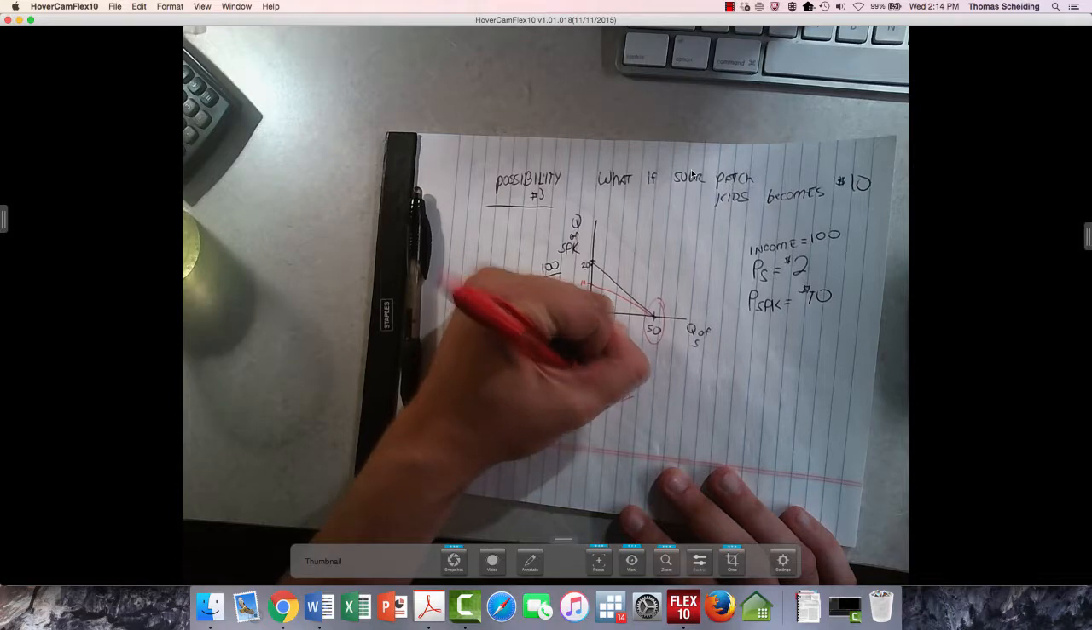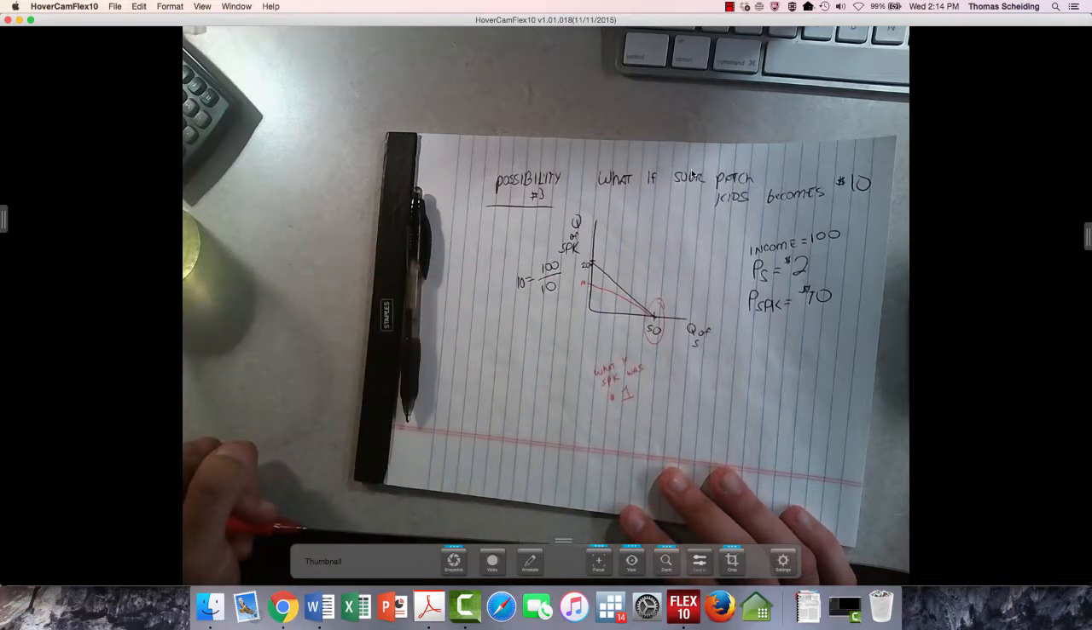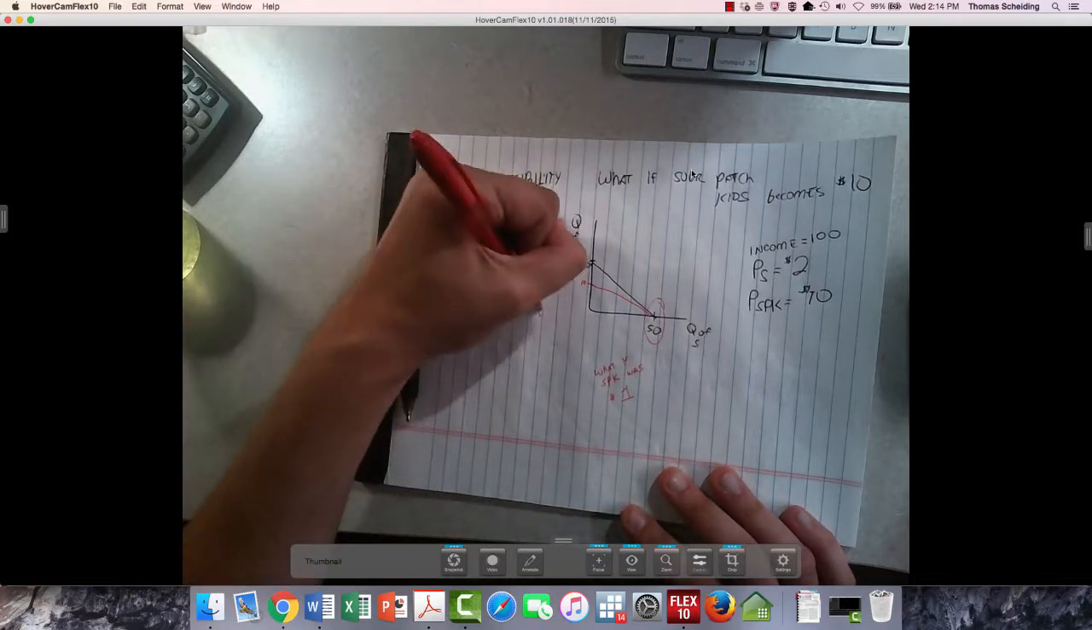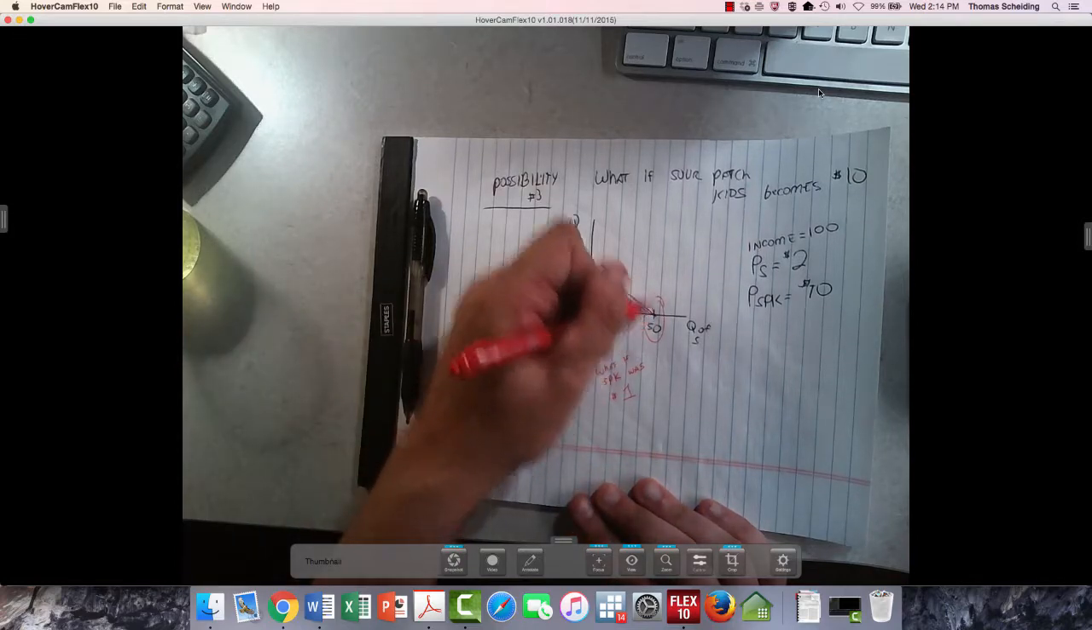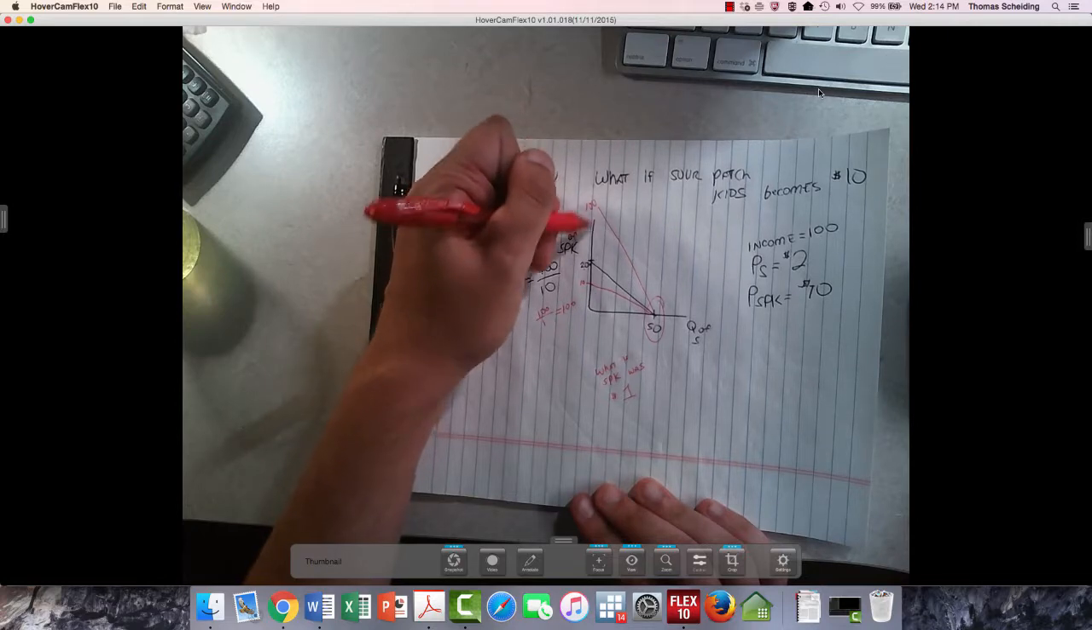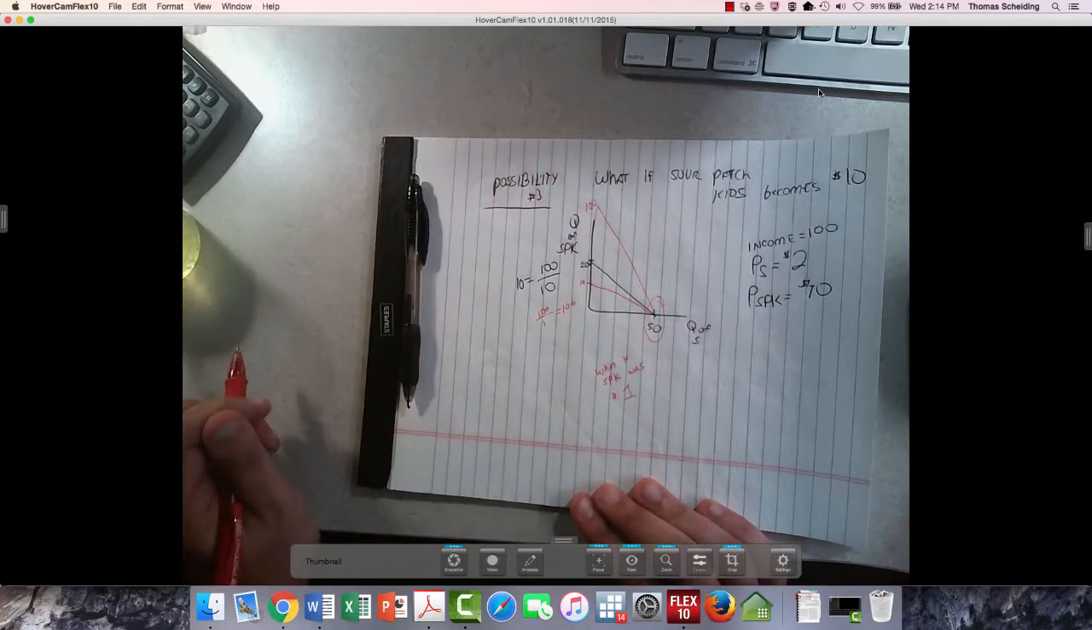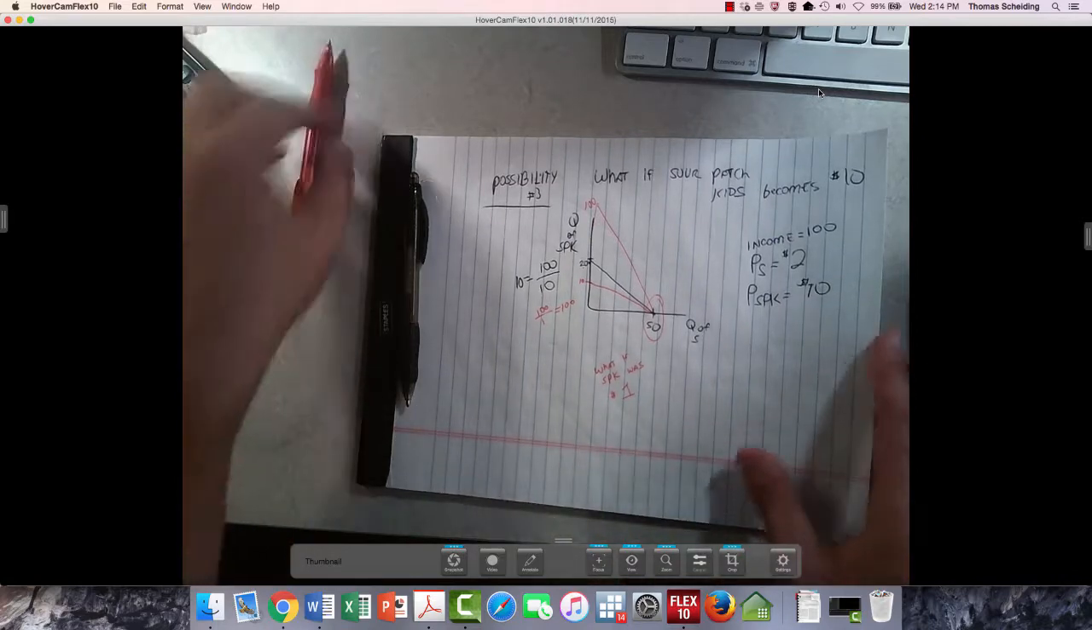What if instead the Sour Patch Kids became $1? Then it would fall to 100, or I'm sorry, increase to 100. And now you would see that shifting out. So how do we put this all together, which is now the final step to this.